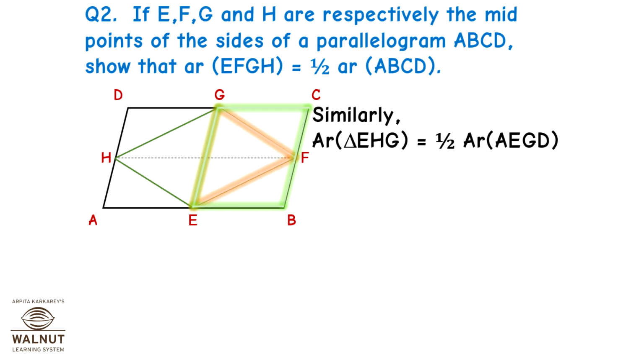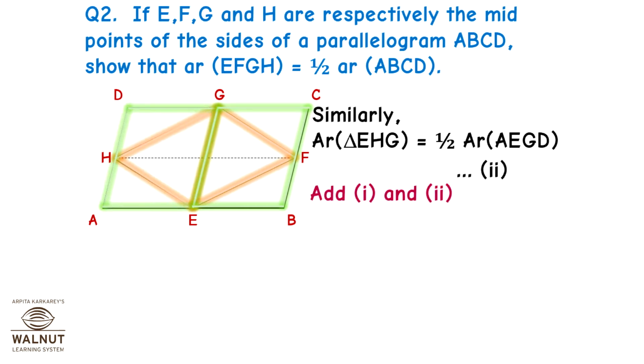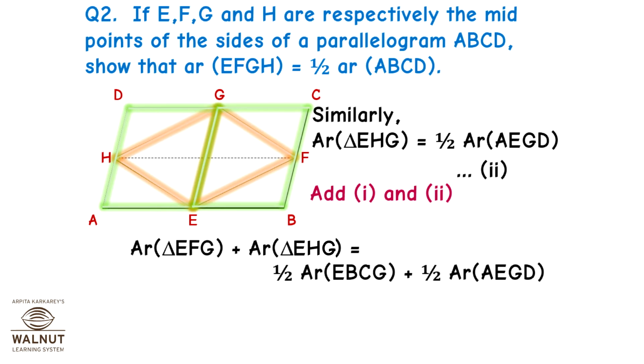Similarly, area triangle EHG is equal to half the area of AEGD. Let this be 2. Add 1 and 2 and we get area triangle EFG plus area triangle EHG is equal to half of area EBCG plus half of area AEGD. Therefore, area EFGH is equal to half of area ABCD. Hence, proved.